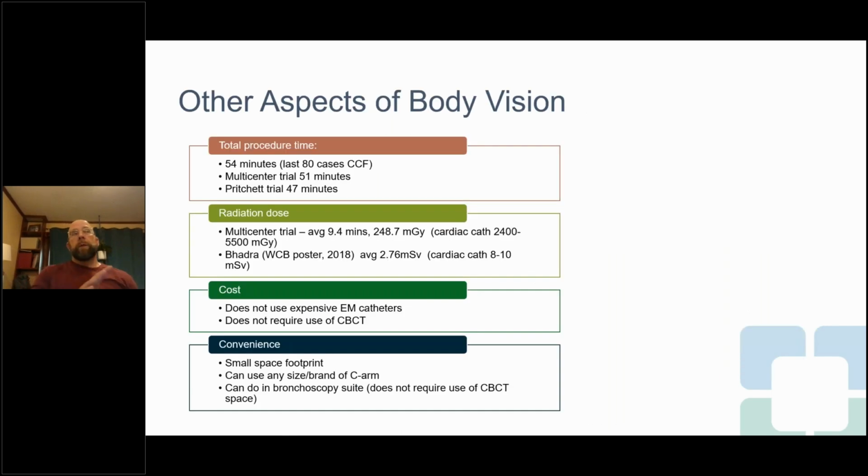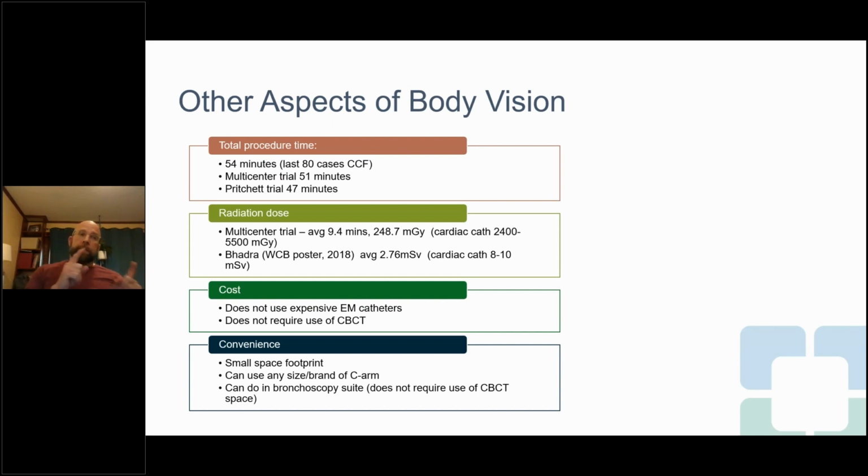Now, we talked a little bit about some of this, but some of the other aspects of Body Vision that users have really found useful is, even though it's a newer technology, it still didn't add to the procedure time. Procedure time in general was about 50 minutes across the board in a couple of these trials. The radiation dose that you are exposed to here is significantly less than what it would be in a fixed cone beam CT scan, right? Whenever you're doing a cone beam, everybody leaves the room because there's a big dose of radiation that's coming around. That's not the case here.